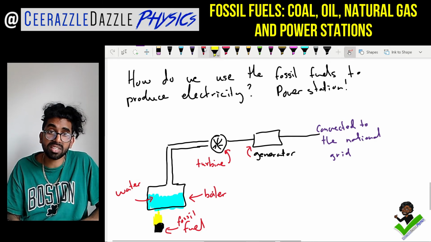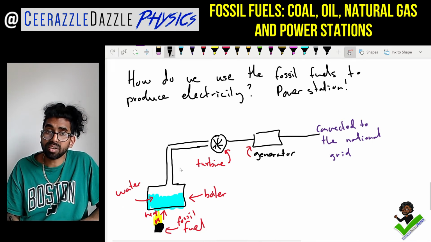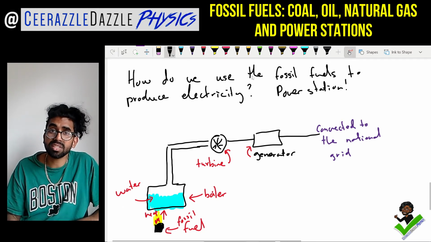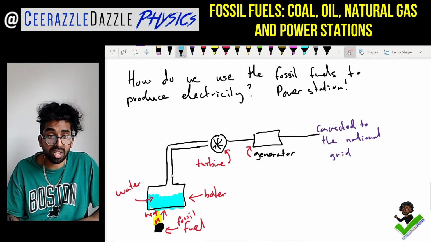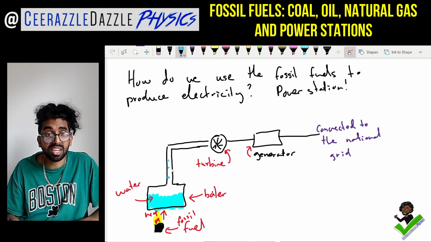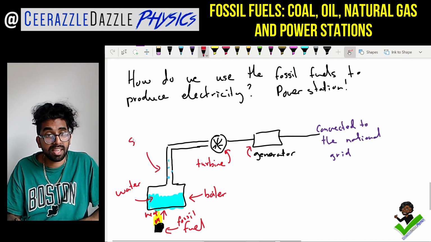There we go. We ignite it. It's starting to produce heat. So the heat comes out of it first of all. What's going to happen, number one? Well, if you heat up water, what happens is that water will heat up and it will evaporate, turning into steam. So the steam is then created.